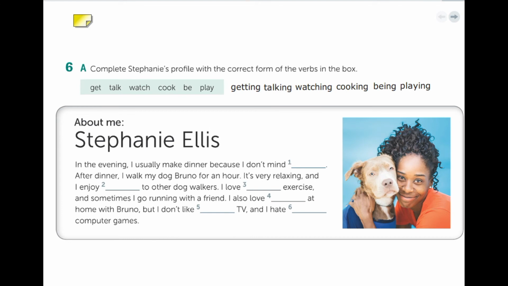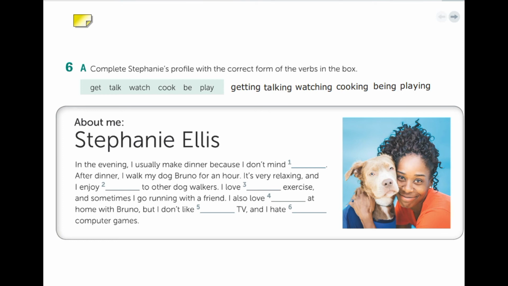All right, let's go on. Activity number 6, you're going to complete a profile about a person here named Stephanie Ellis. And you're going to complete by using the correct form of the verbs from the box. Which verbs do we have in the box? The verbs get, talk, watch, cook, be, and play. Remember that we are studying the ing after the verbs, right? So pay attention and let's complete, right?